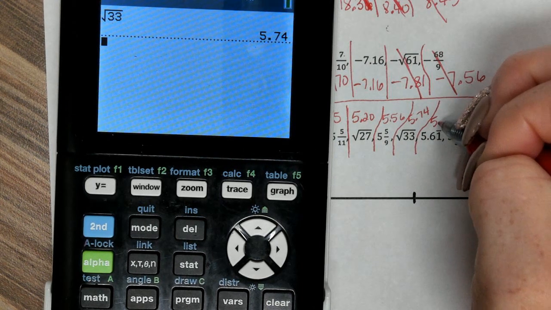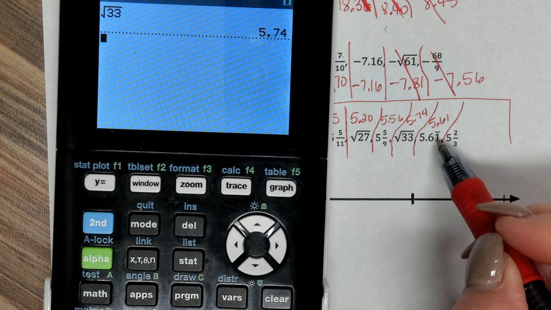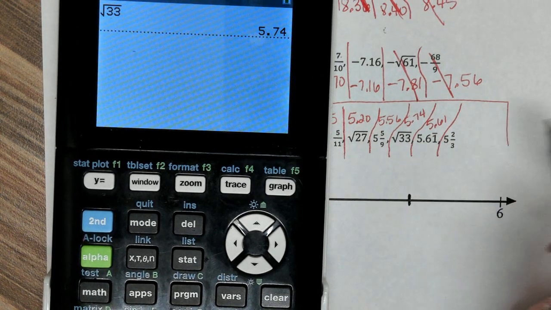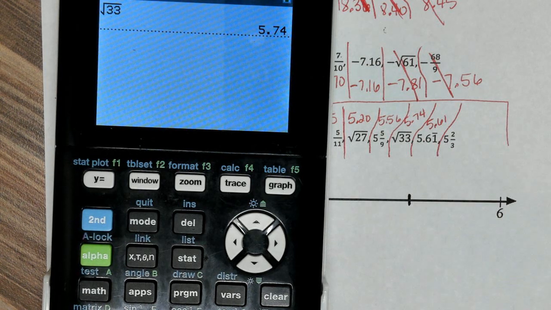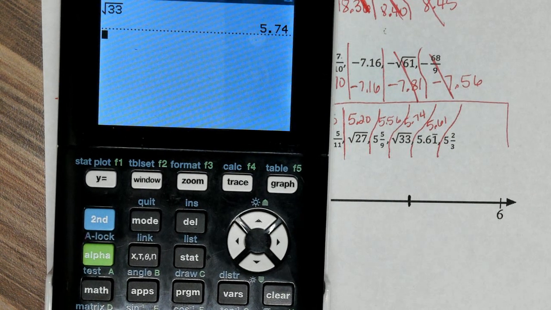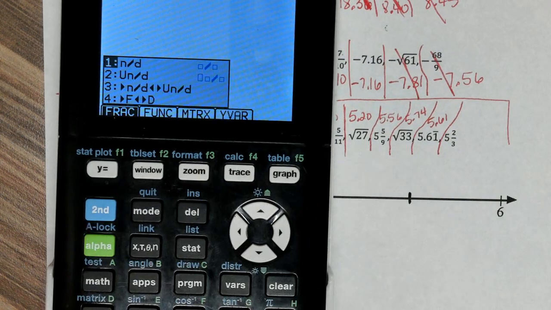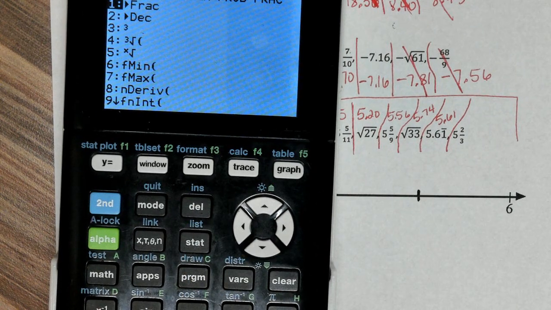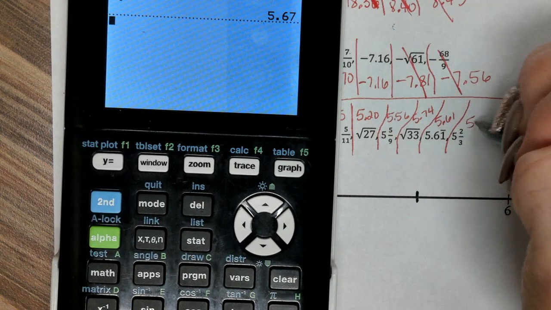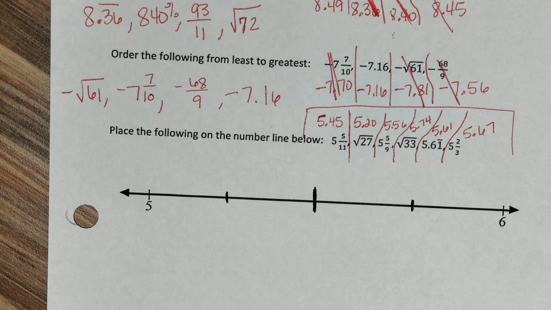This is already done, $5.61. What does the line over the 1 mean? Repeat. The 1 keeps repeating. So this would be written 5.611111 and it keeps going. But we like it to look like money, so we leave it alone. Okay? 5 2/3 is $5.67. And now I'm just going to put them on this number line.